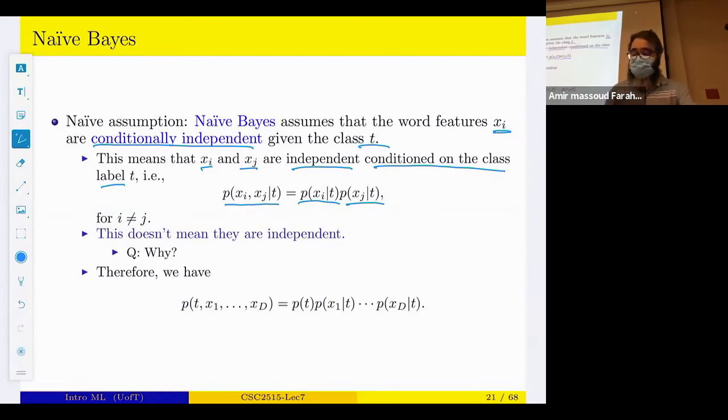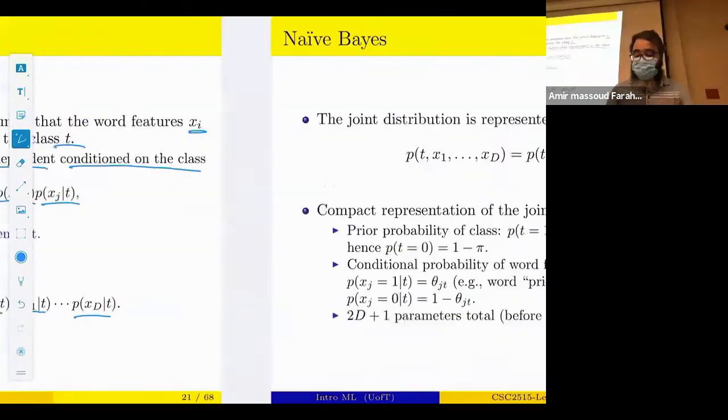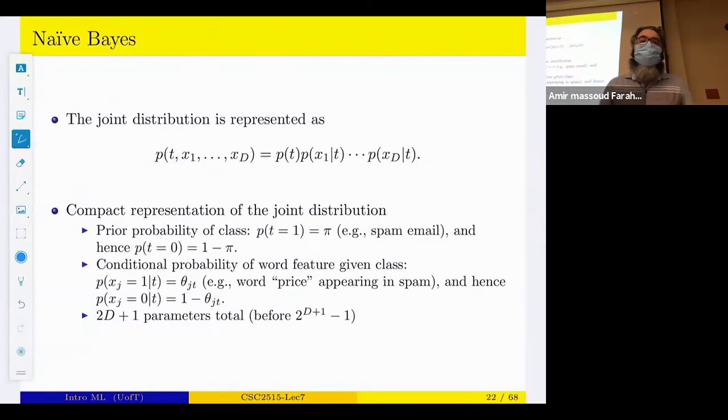And the result of it is that we can then write p of t, x1 to xd as p of t times p of x1 conditioned on t, p of x2 conditioned on t, up to p of xd conditioned on t. So this is the result of conditional independence. Now the joint distribution is represented in this way. Now we can talk about how many parameters we need to represent it. So how many parameters do we need?